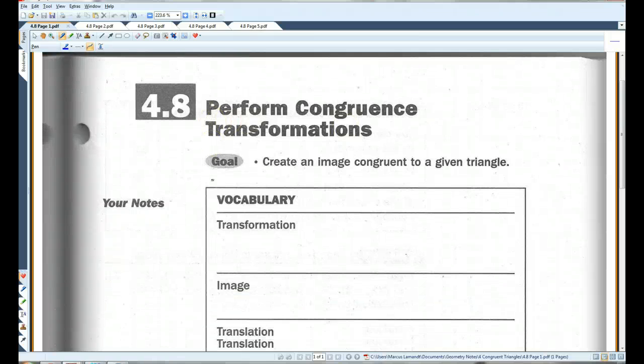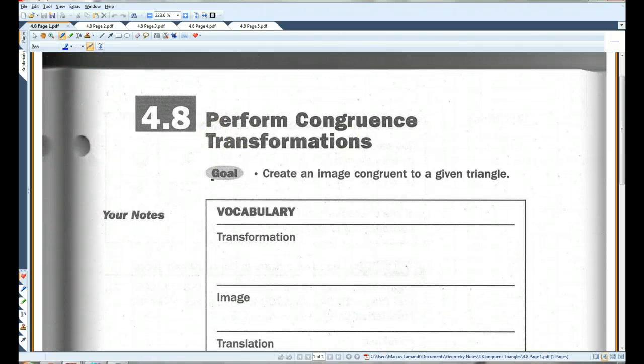Okay, 4.8. This is the last section of Chapter 4. Couple of vocab terms to start.